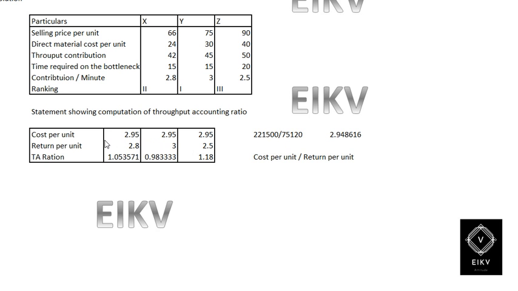So when we divide cost per unit by return per unit, which is 2.95 divided by 2.8, it will give 1.05; 2.95 divided by 3 will give 0.983; and 2.95 divided by 2.5 will give 1.15. So these are the TA ratios. TA ratio is cost per unit divided by return per unit.